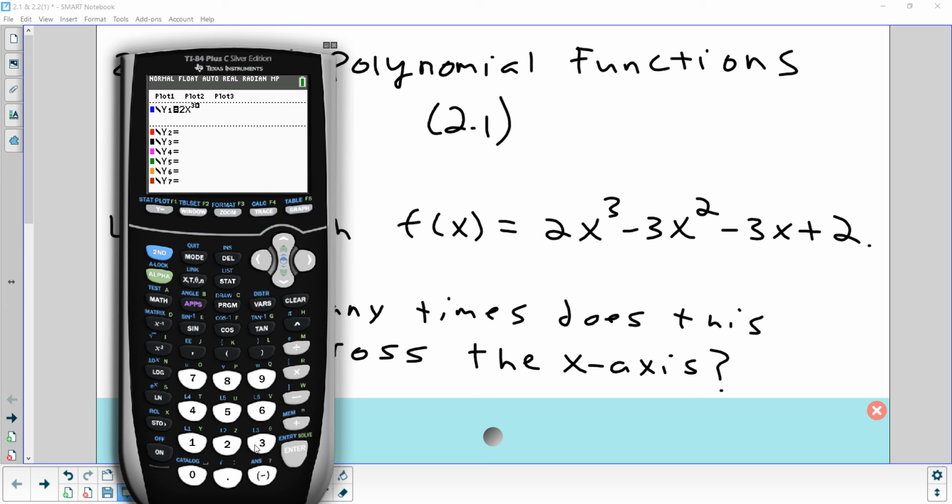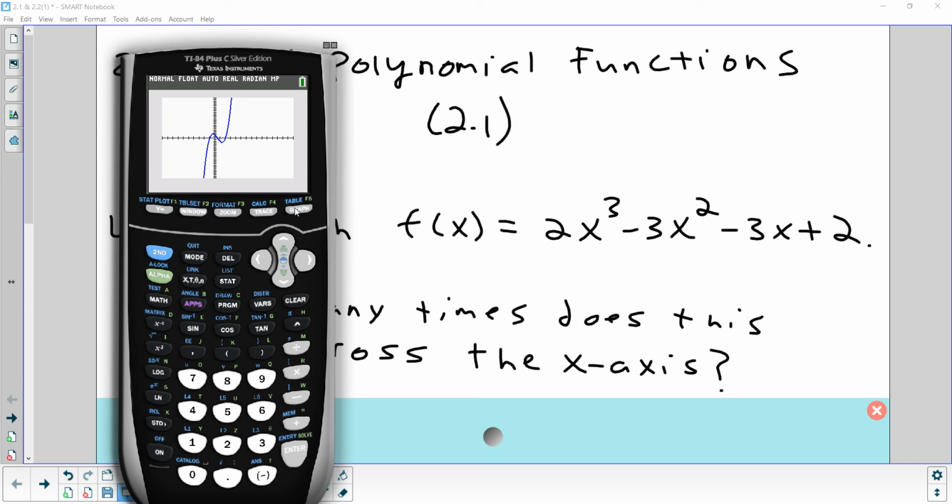2x cubed, if you notice, my cursor is still up in the exponent. When you start typing the minus 3x squared, I need to press the right arrow, so I'm not in the exponent anymore. Minus 3x squared, minus 3x plus 2. Now, I'm not on a standard window. I should have probably done zoom 6. But this window is still good enough I can see how many times it crosses. And you should have a graph that looks roughly like that.